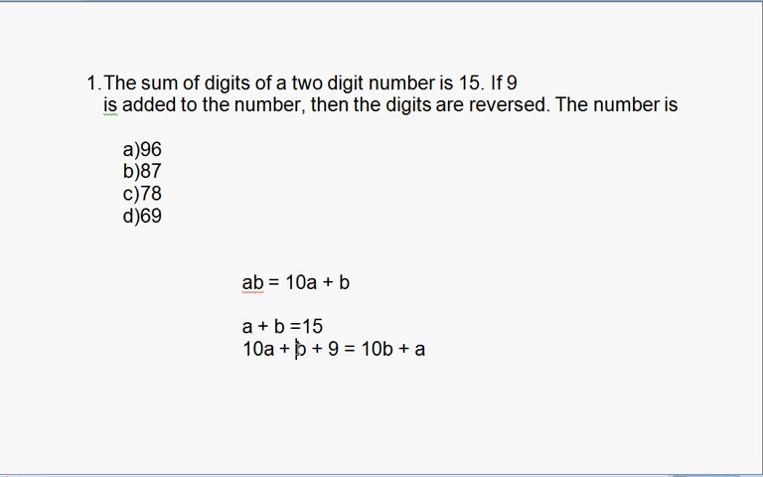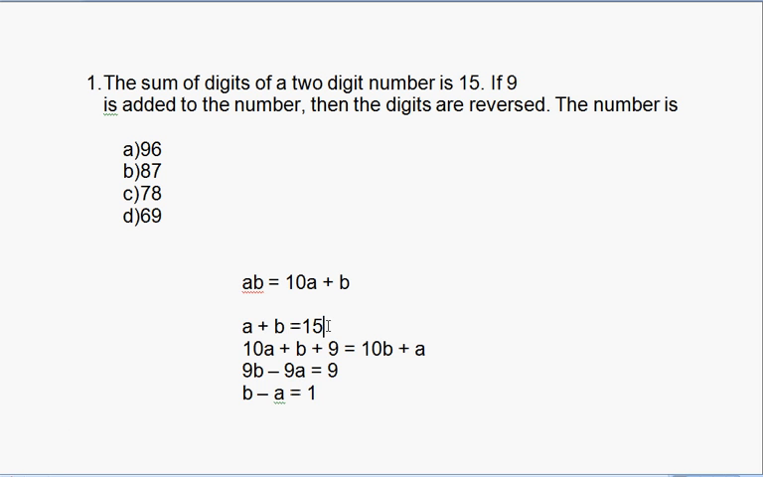So just transfer B to this side and 10A to this side, and we'll get 9B minus 9A is equal to 9. Further simplifying it, we'll get B minus A is equal to 1.